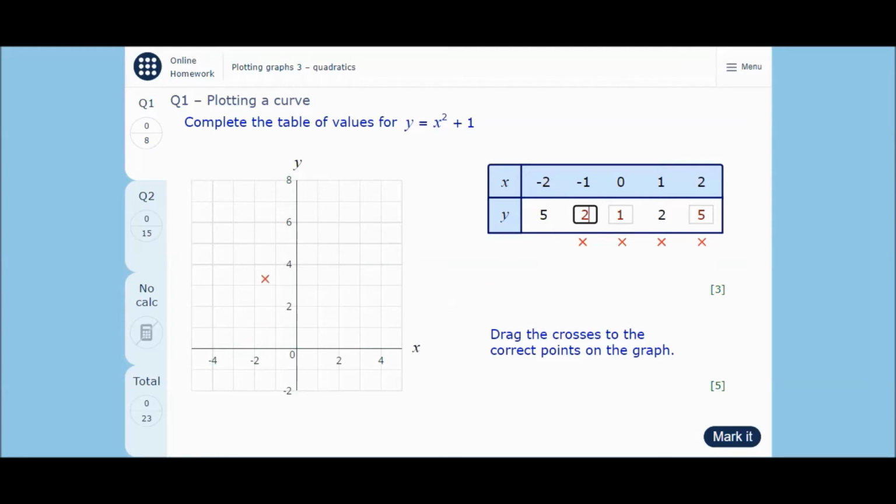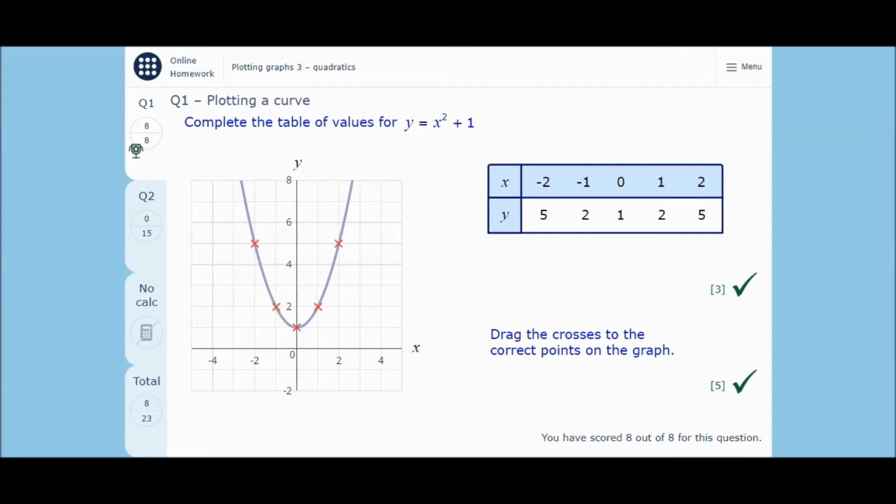So 2 along the corridor, 5 up the stairs, 1 along, 2 up, 0 along, 1 up, 1 along, 2 up, and 2 along, 5 up. And then that's plotted the graph. I'm just going to click mark it. And then that's drawn the graph and marked it for me.